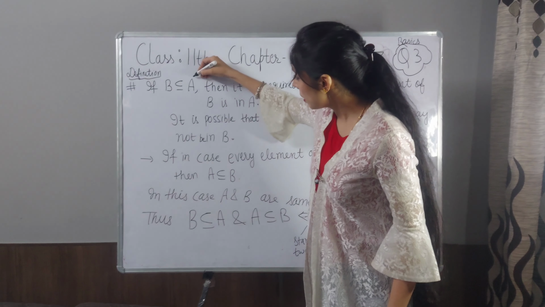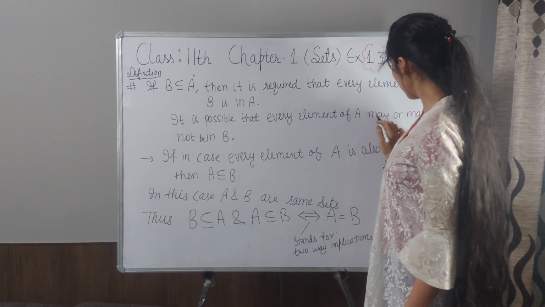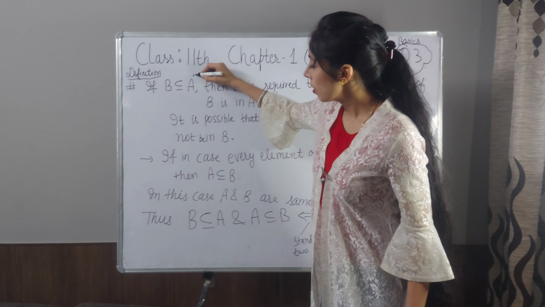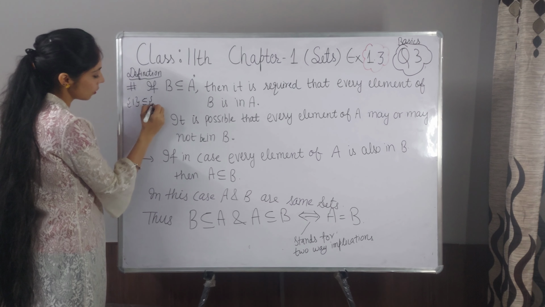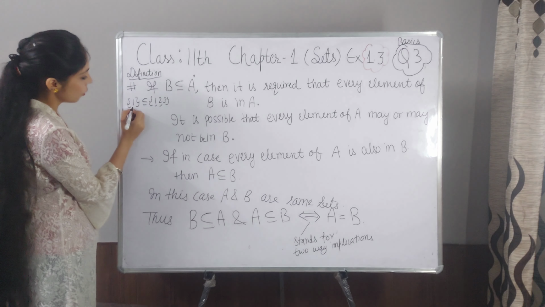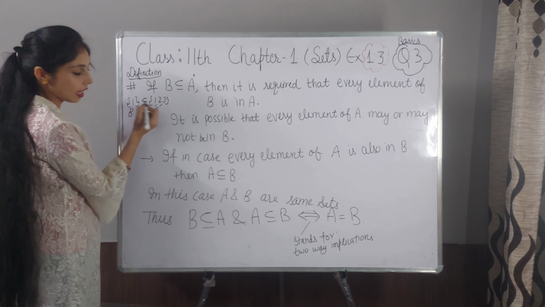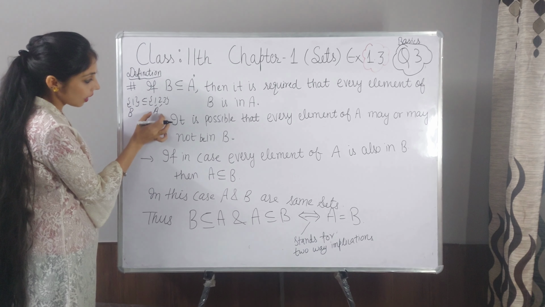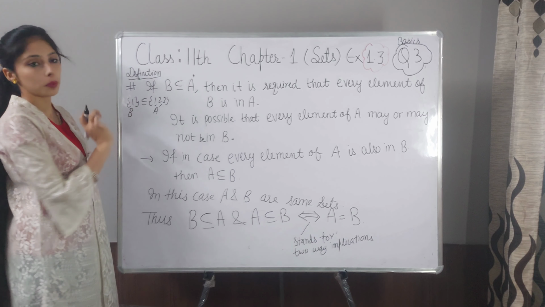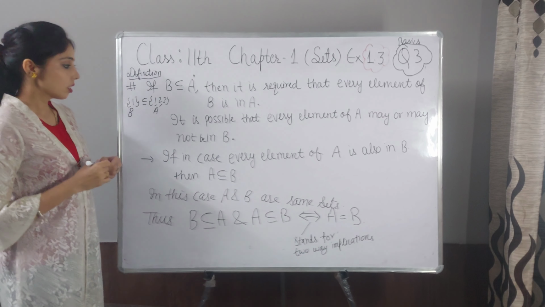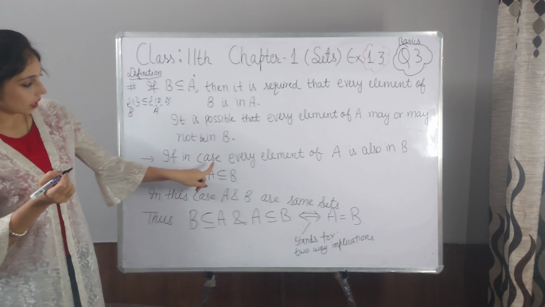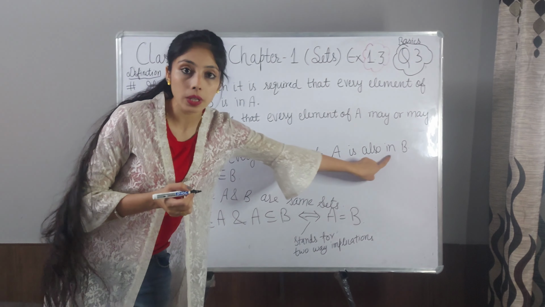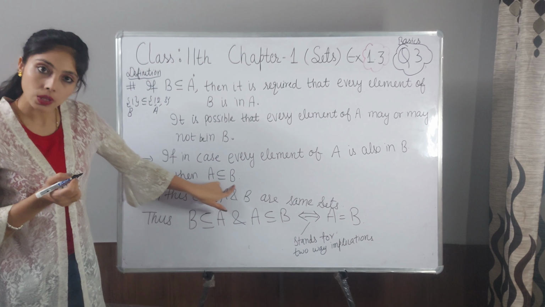Now it is possible that every element of A may or may not be in B, because we know, for example, {1} is a subset of {1, 2, 3}. Here all the elements of B are elements of A, but all the elements of A may or may not be elements of B. So if, in the case, every element of A is also in B, then we say that A is also contained in B.